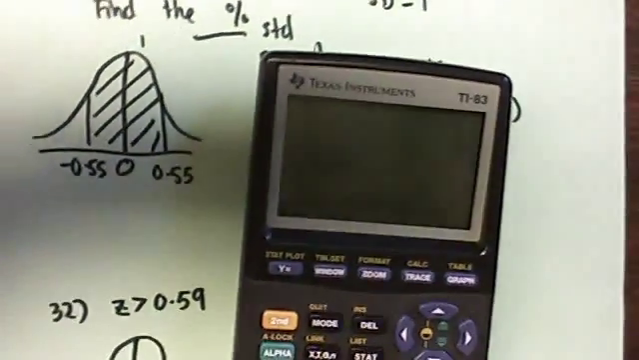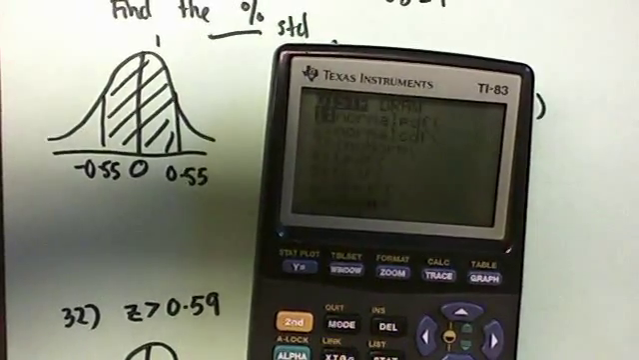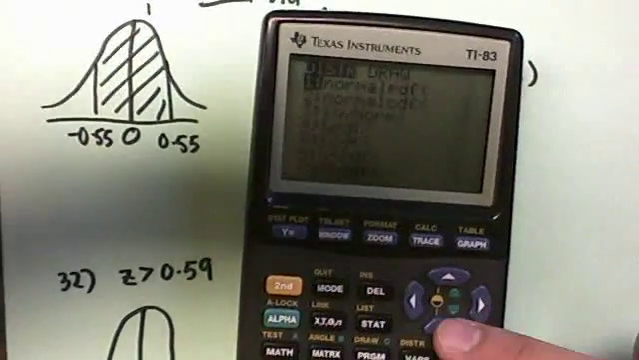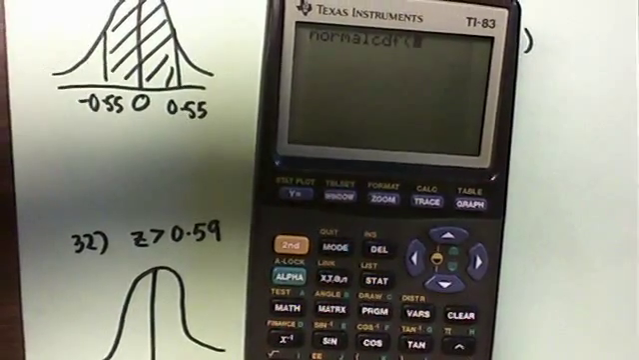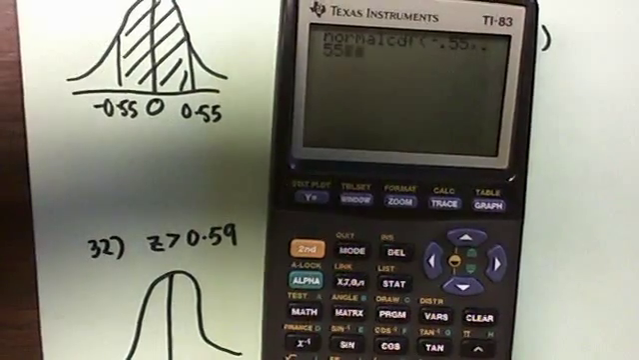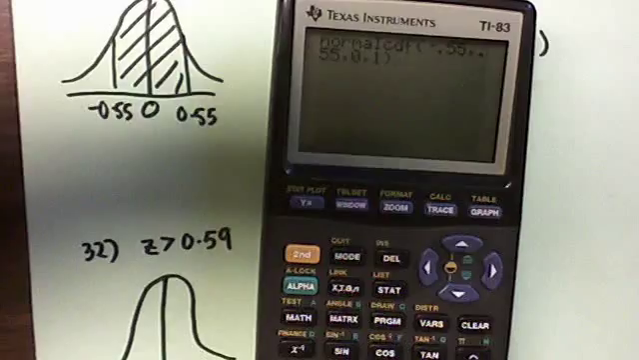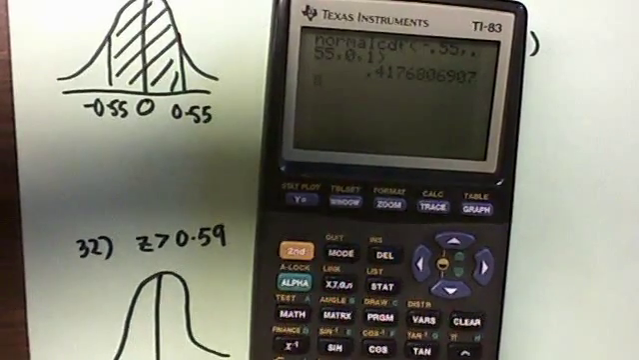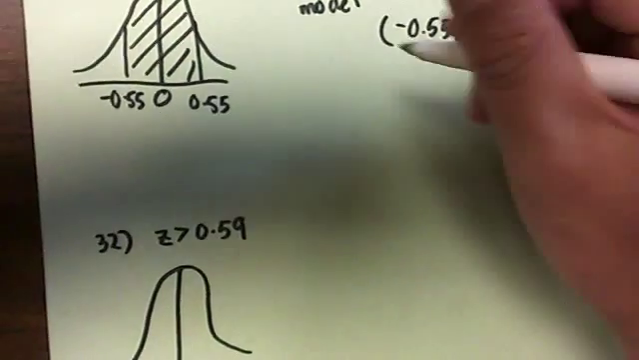So using your calculator, we go to second, VARS, go to the normal model, normal CDF. The minimum in this case is negative 0.55, the maximum is 0.55, the mean is 0, the standard deviation is 1. So in this case, this is around 41.8%.